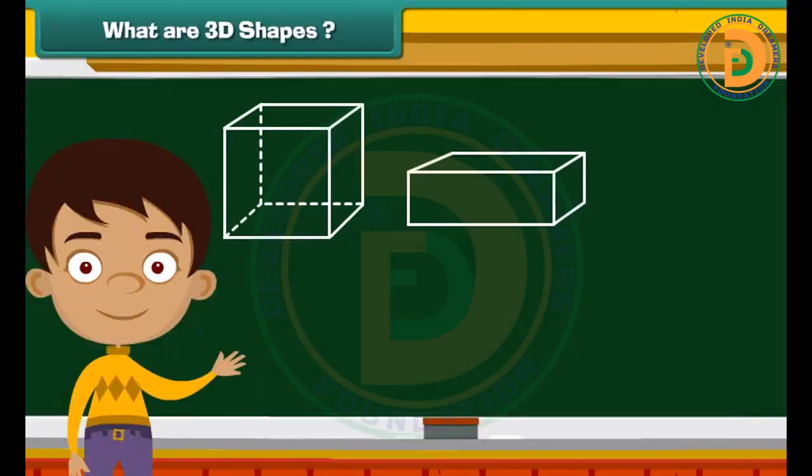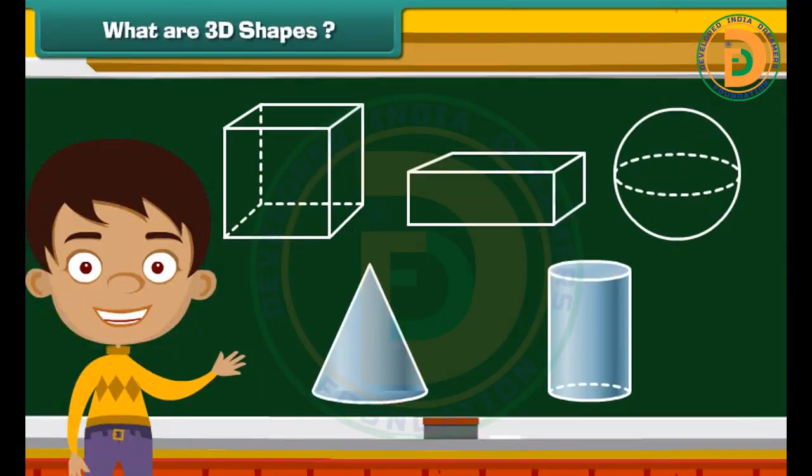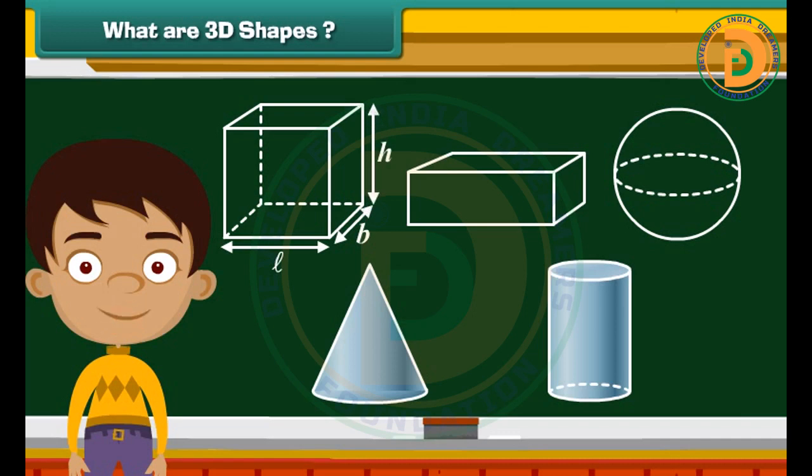Hey, look at these shapes. What did you notice? These shapes have three dimensions: length, width, and height. Therefore, we call these shapes as three-dimensional shapes. All the three-dimensional shapes are solids.